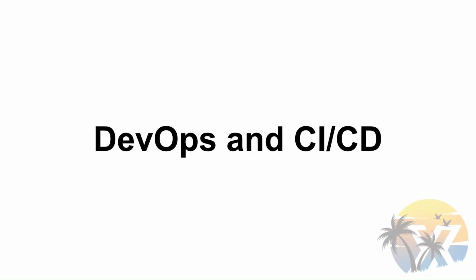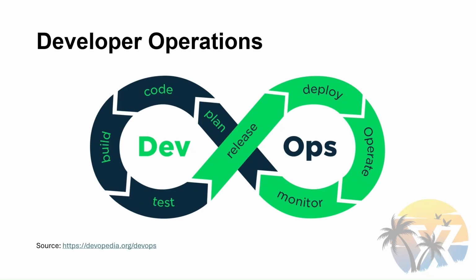Part 2, the concepts, DevOps and CI/CD. What is DevOps? DevOps stands for Developer Operations. If you look it up online, you'll see the infinity symbol is associated with it all over. You have the developer side of things on the left side, you have the operations side of things on the right side, and it keeps going back and forth in this process, which is why they have the infinity symbol.